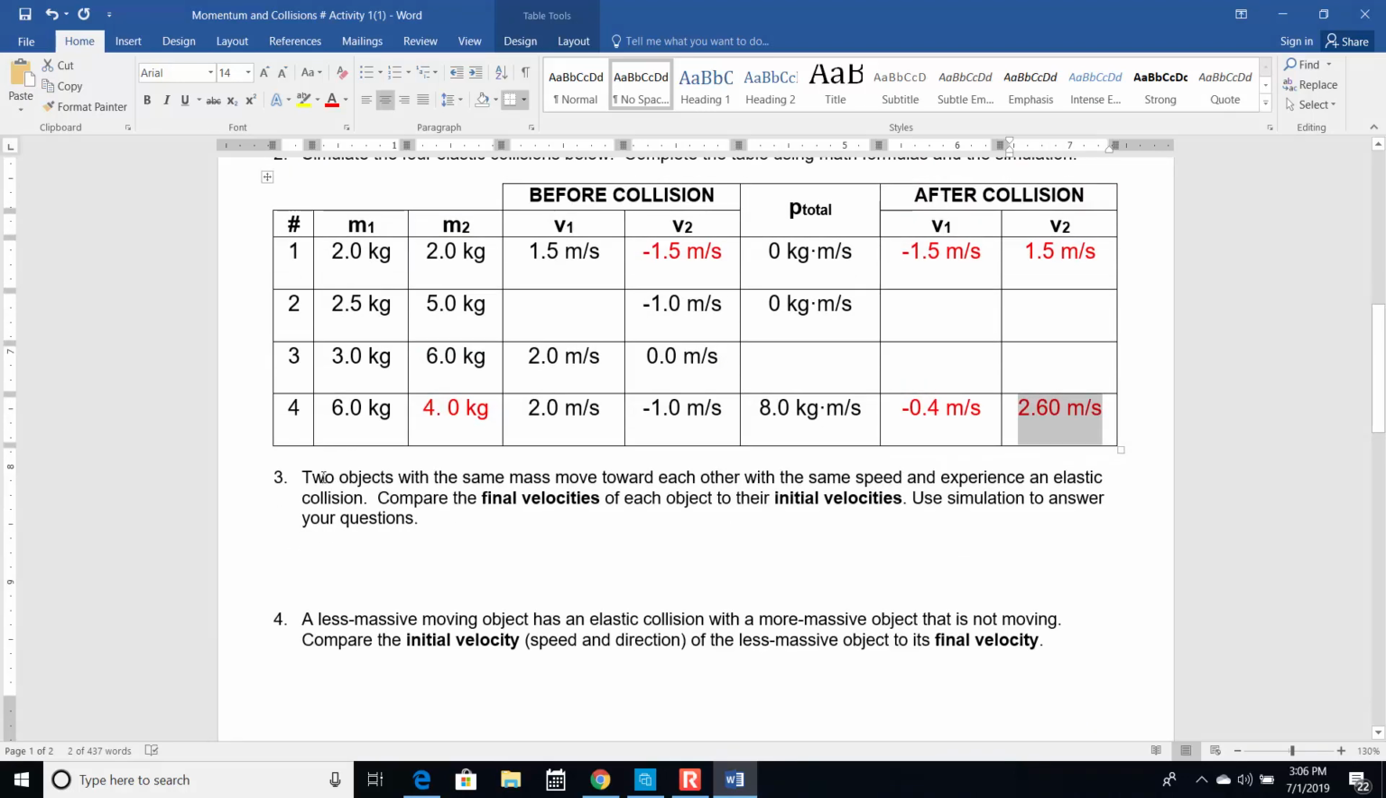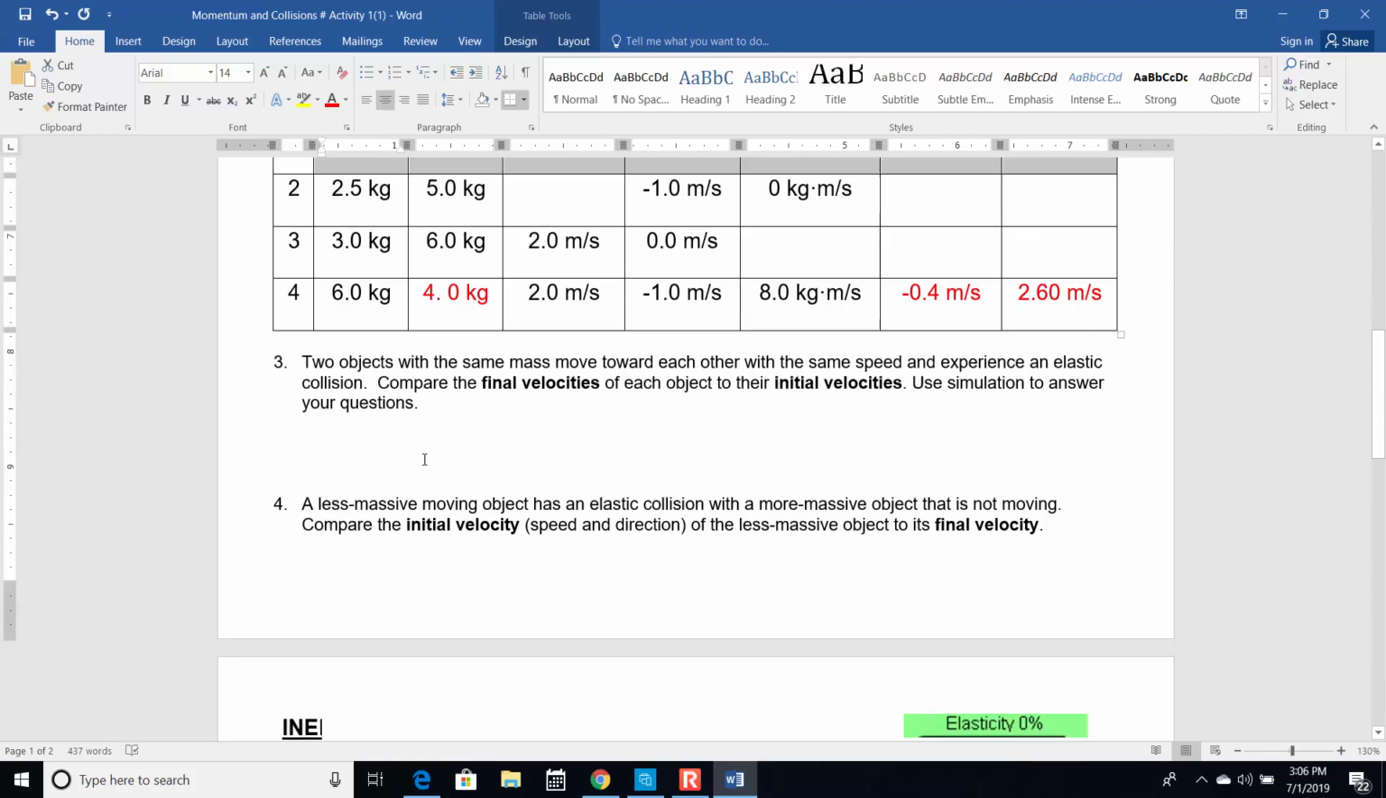And what does it say now? Two objects with the same mass, for example here, move towards each other with the same speed and experience an elastic collision. This is an elastic collision too. Compare the final velocity of each object. What happens after the collision? You see, after the collision, the velocity is now reversed. So the magnitude is the same, but the direction is now reversed. So you have to answer right here.